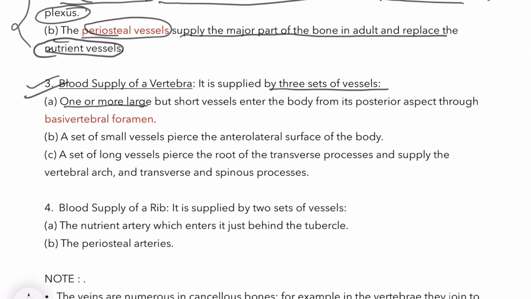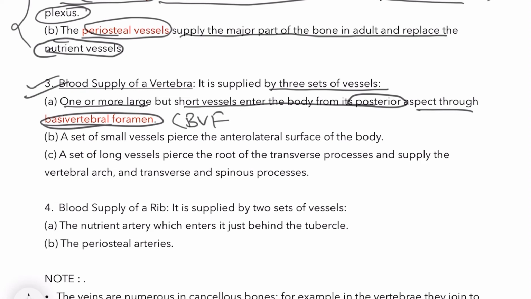One or more large but short vessels enter the body from its posterior aspect through a basivertebral foramen. Posterior means the lower aspect, and it enters the basivertebral foramen. Basivertebral foramen is also known as BVF. BVF is what? Opening of a posterior wall of vertebral body. In the spinal cord it is present, from where, we have seen the posterior aspect, from where they have the openings in the vertebral body, and it forms various basivertebral canals, neurovascular bundle courses, etc.